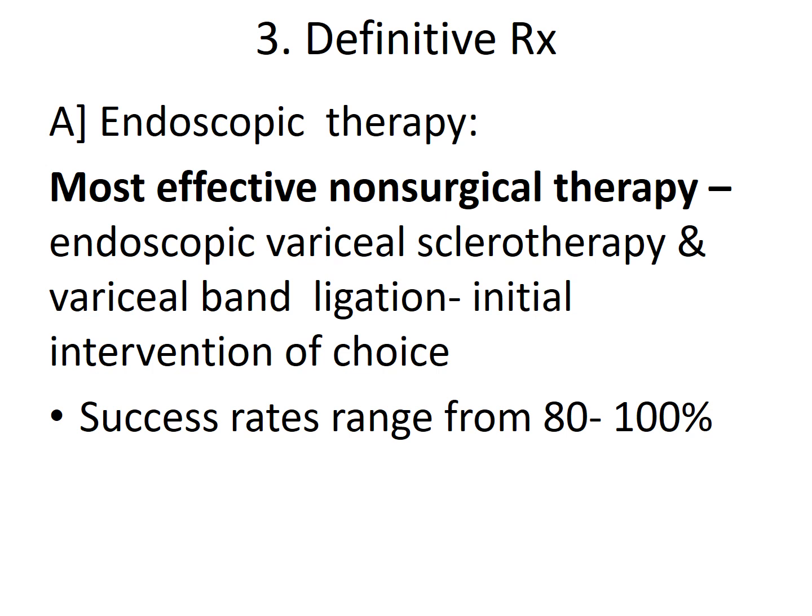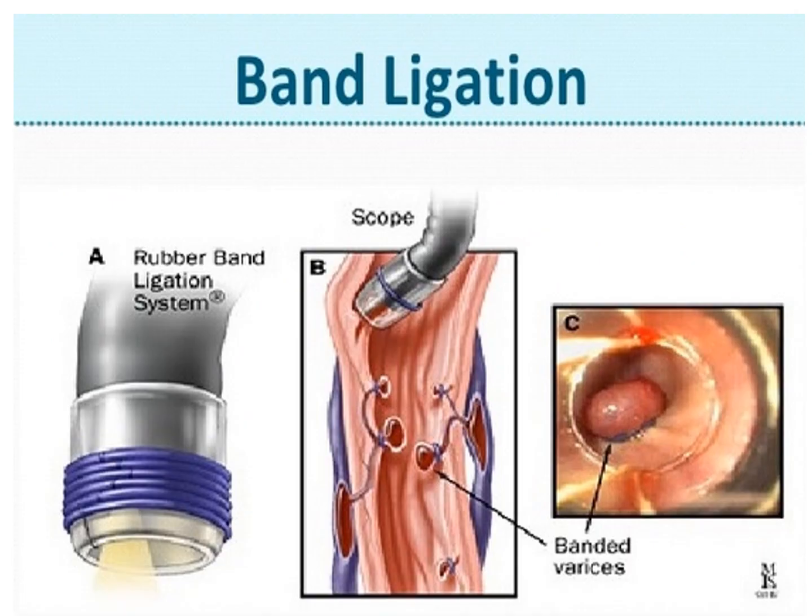Definitive treatment is done by endoscopic therapy. This is the most effective non-surgical therapy. Here endoscopic variceal sclerotherapy and variceal band ligation are done, and this is the initial intervention of choice. The success rate is quite good, 80 to 100%. Here is a picture showing the band ligation.